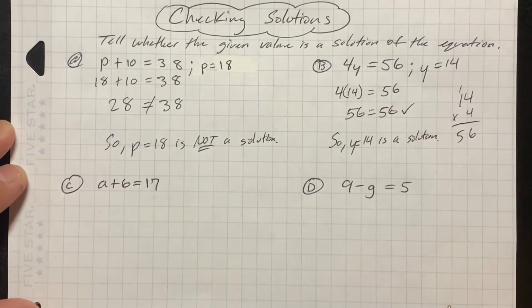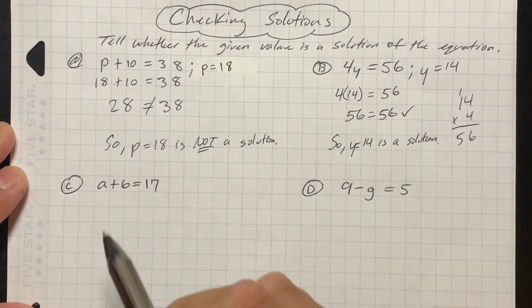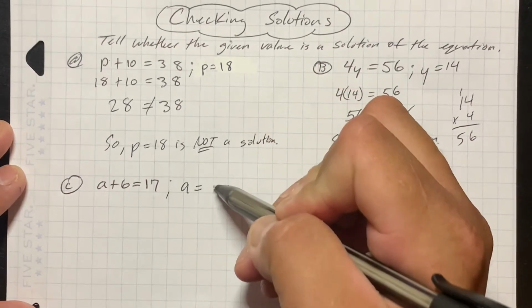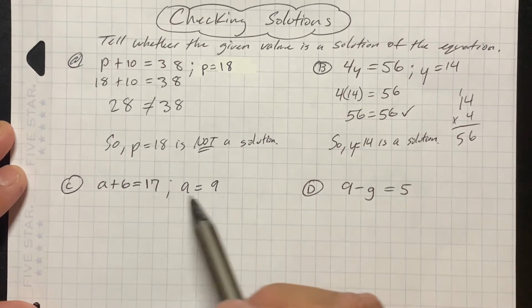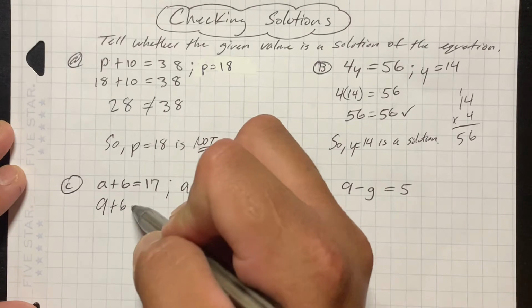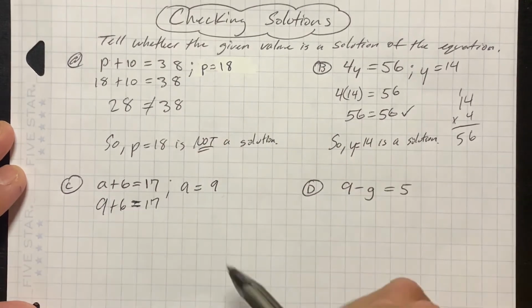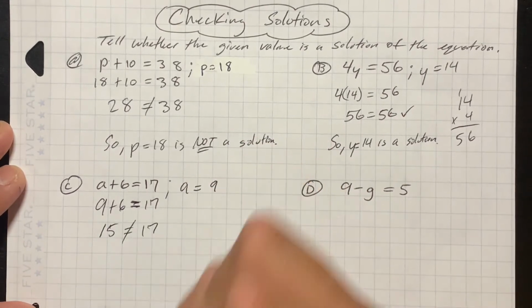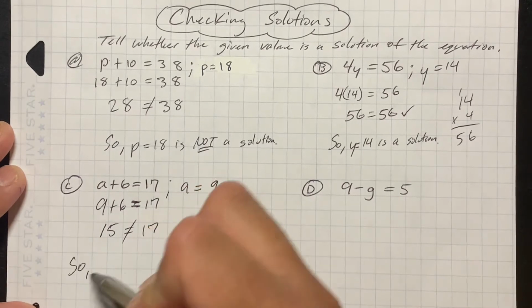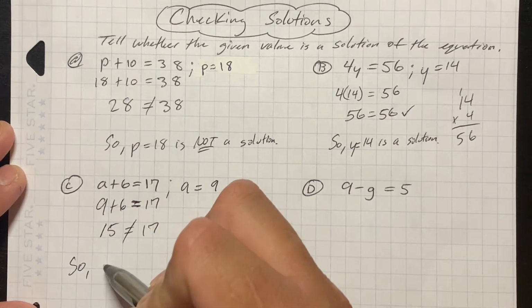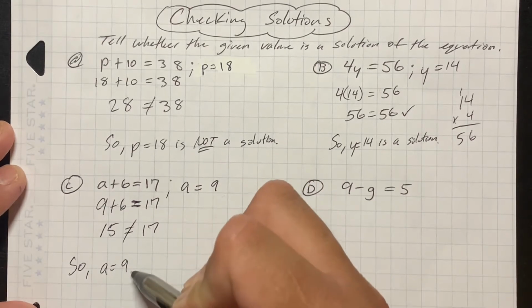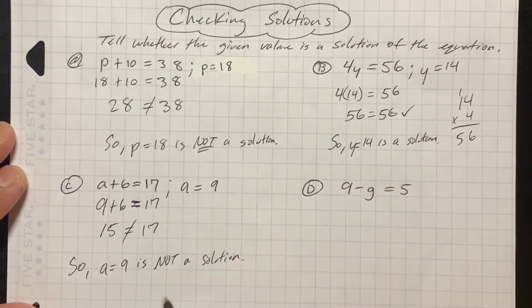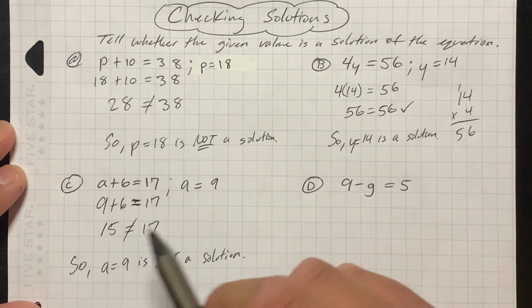Okay. Now let's look at C here. This one we have a plus 6 equals 17 when a equals 9. Okay, so if we substitute 9 for a and add that to 6, we want to know if it equals 17 or not. And 9 plus 6 equals 15, and 15 is not equivalent to 17. So if a equals 9, it is not a solution because they are not equivalent. They are not the same value on either side of that equation.